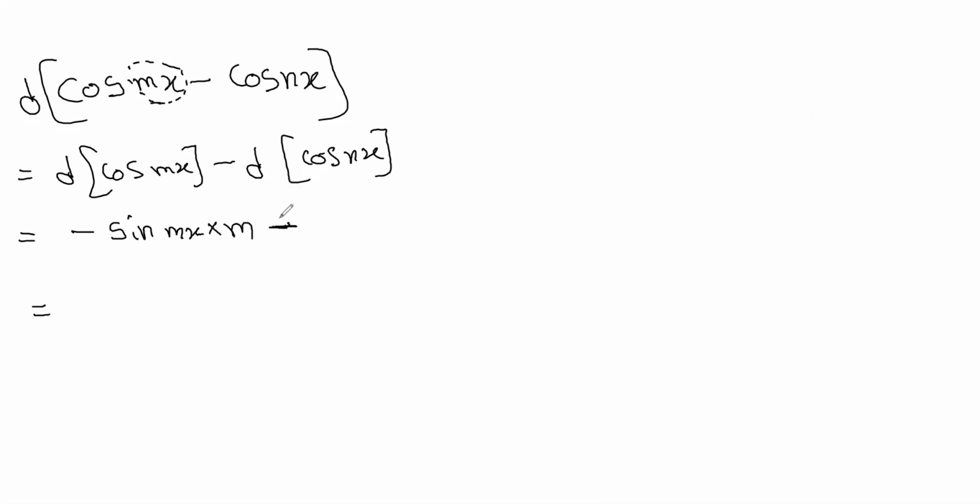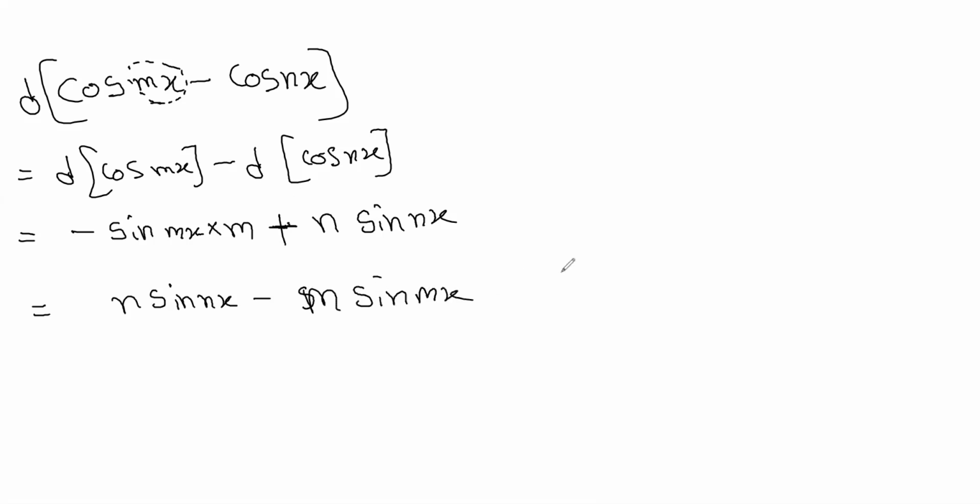So here it becomes plus, because minus of minus becomes plus n sine nx. So in total it becomes n sine nx minus m sine mx. Correct? What is the differentiation of this again? The second derivative. This will again be u minus v, right?